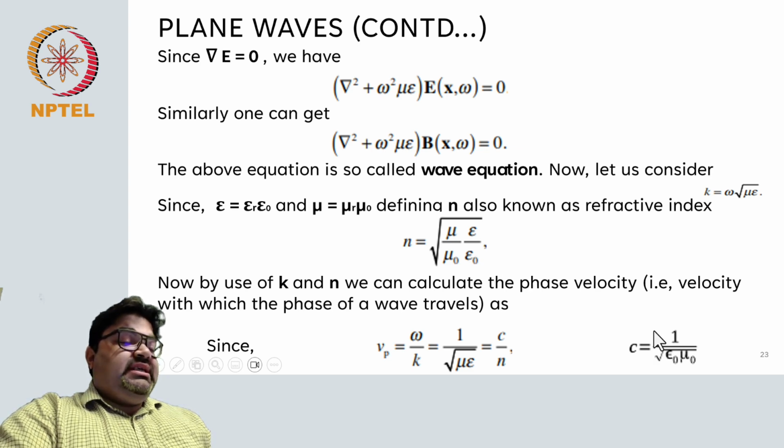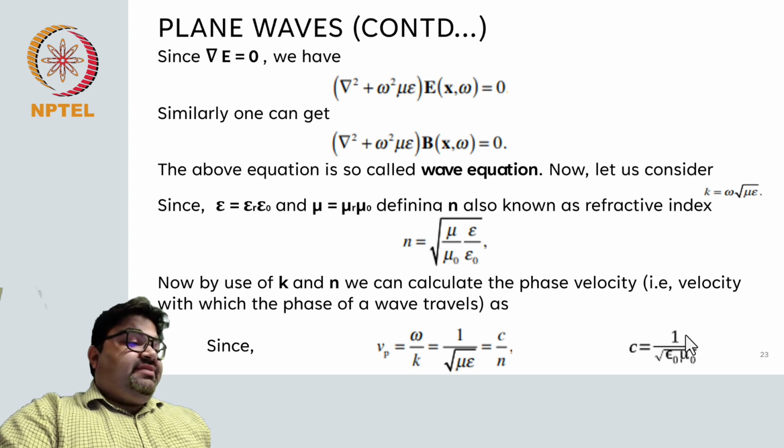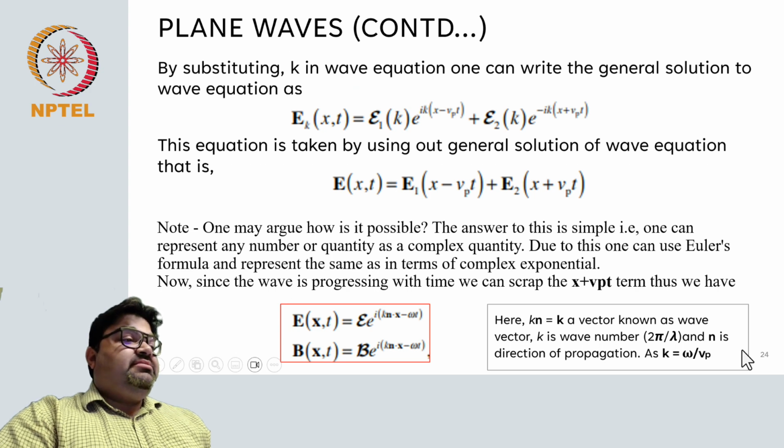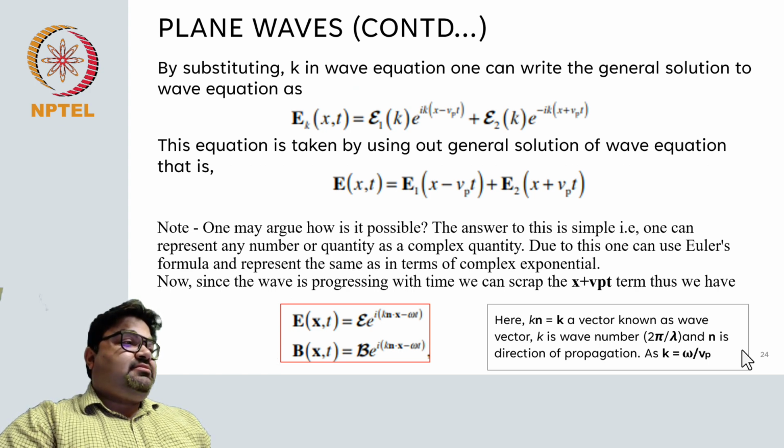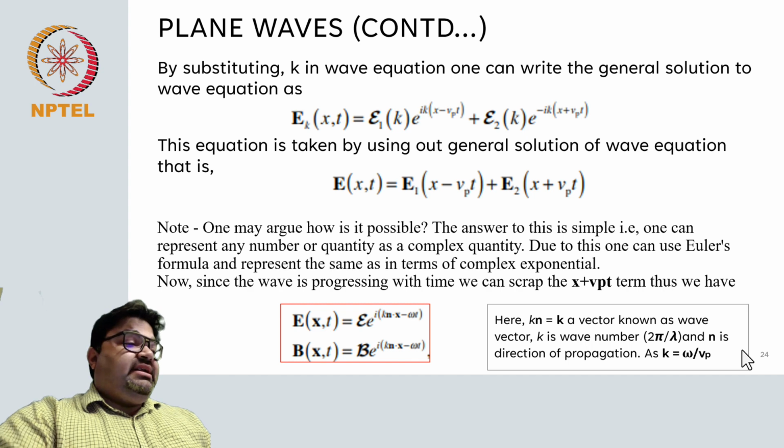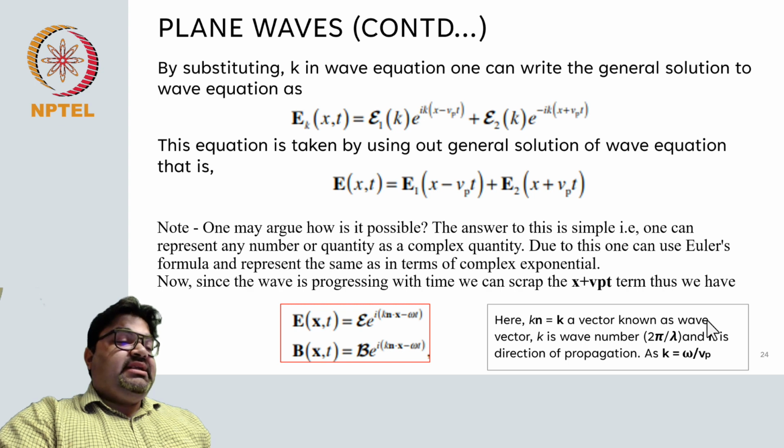You know that c, the speed of light, is 1 over the square root of epsilon 0 mu 0, and the phase velocity is defined by omega over k, so that is c over the refractive index. Continuing further, you finally get the harmonic solution of both the electric field and magnetic field, and you have k as the wave vector, where the amplitude of k is 2 pi over lambda, and n is the direction of propagation.